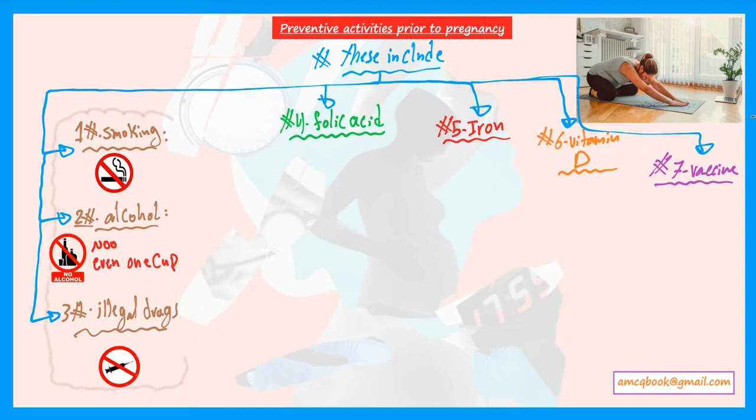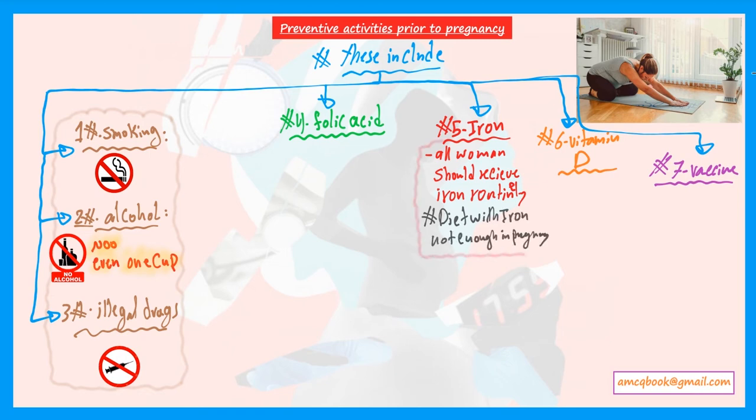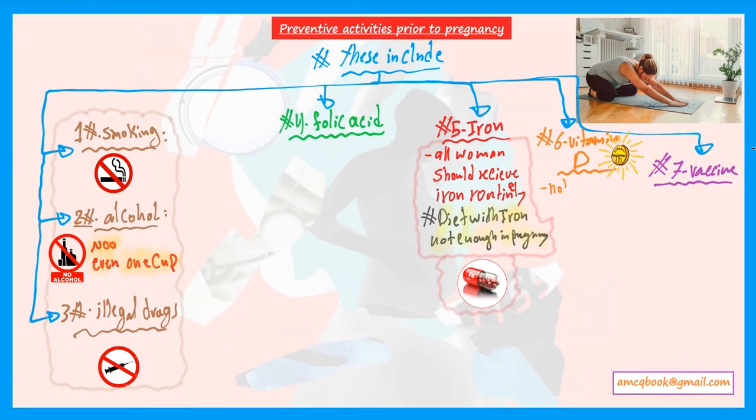Well, let's talk about the iron. I will put folic acid at the end. Iron. All pregnant women should receive iron routinely, because the iron in the diet is not enough in pregnancy, so the woman should receive iron. Vitamin D. Well, vitamin D is not given routinely to any pregnant woman unless there is an investigation showing that the woman is suffering from vitamin D deficiency. Otherwise, you cannot give the woman vitamin D routinely in pregnancy.